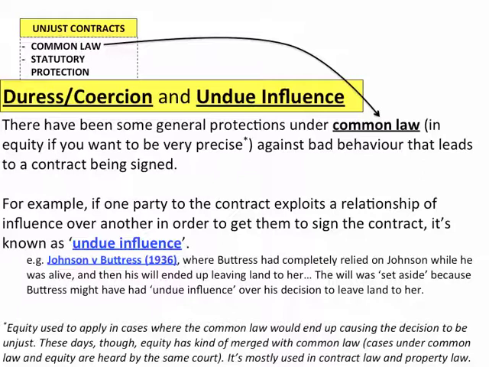So, for example, if you have a relationship of influence over someone and you use that to get them to sign the contract, it's known as undue influence. So at the top, the box where it says duress, coercion, and undue influence, this is what we're looking at right now. There's a case, Johnson and Buttress. Buttress was a guy who completely relied on Mrs. Johnson while he was alive.